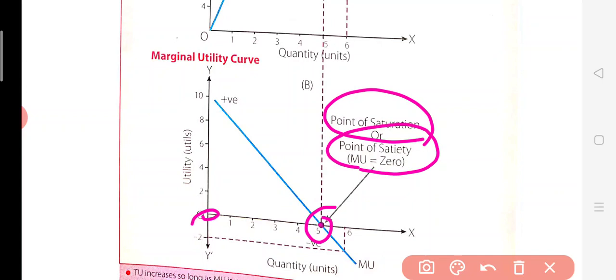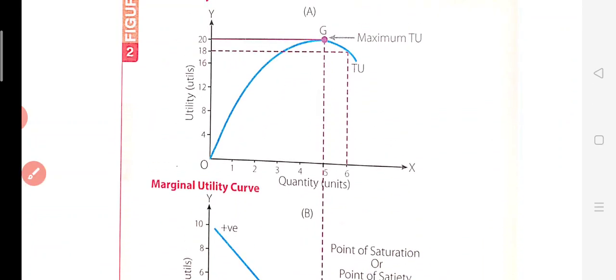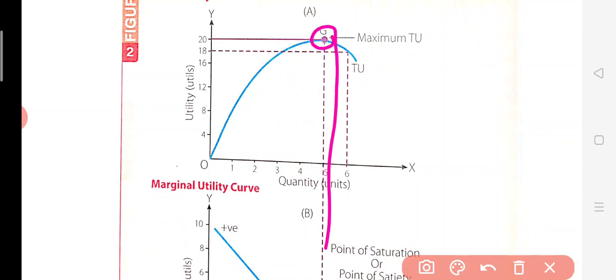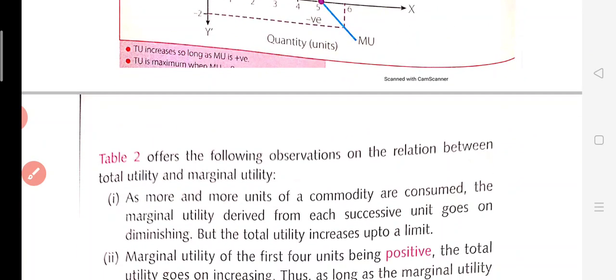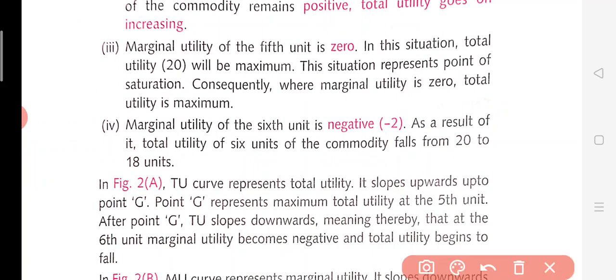Okay, a question can come for 1 mark, that what do you understand by point of saturation or point of satiety. So they are actually telling you when MU is 0, which is nothing but a point of satiety or point of saturation, at that time what is happening to TU? Where is it? Here. The TU is at its maximum level. Okay, so when MU is 0, TU is at max. Now the fourth point, here you just need to write this: when MU is 0, total utility is at its maximum.